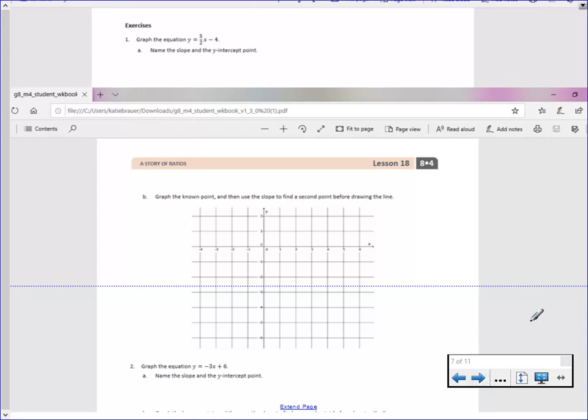Okay, so you can't see this on your paper, so you need to write this down. Graph an equation y equals 5/2x. So this is not on your paper. You need to write this down so you know what equation we're trying to graph. Y equals 5/2x minus 4.